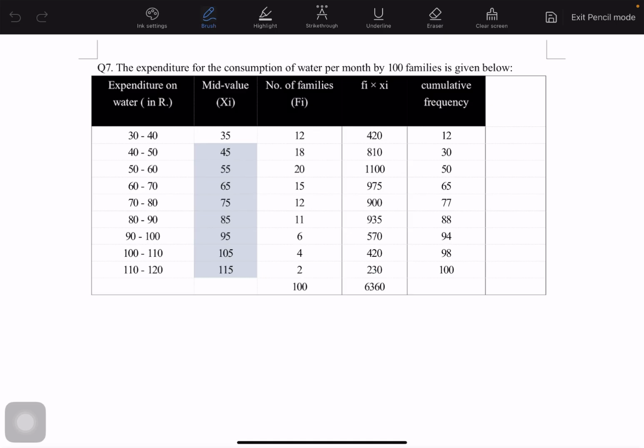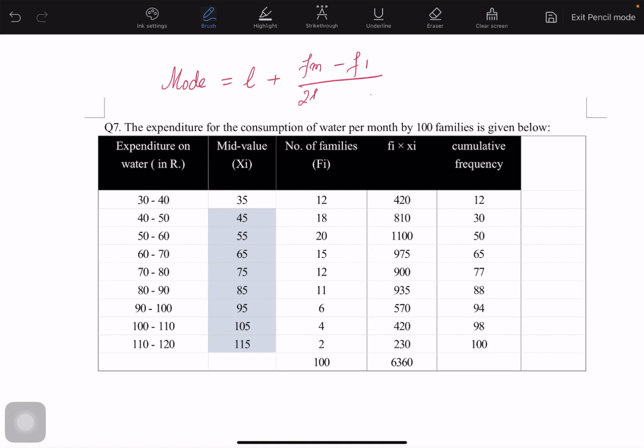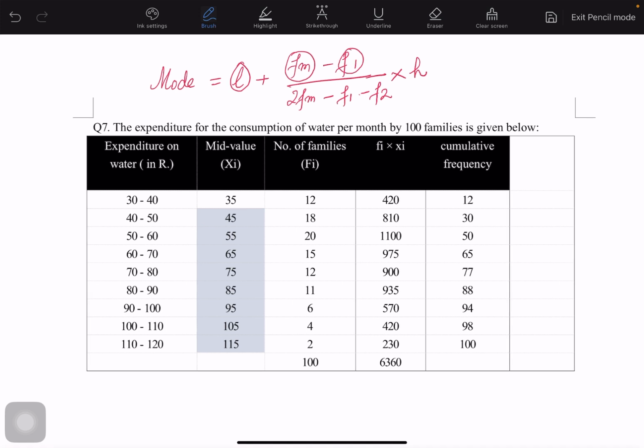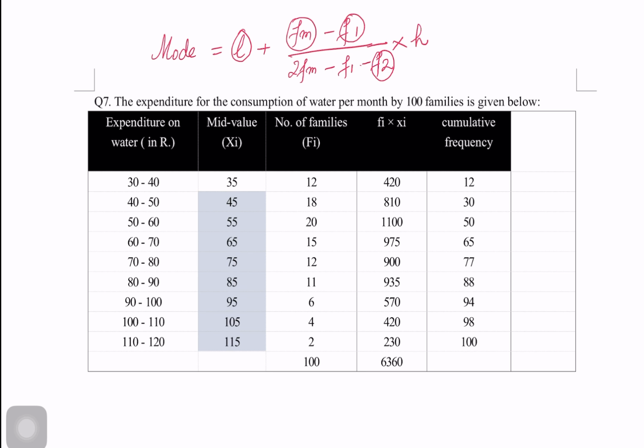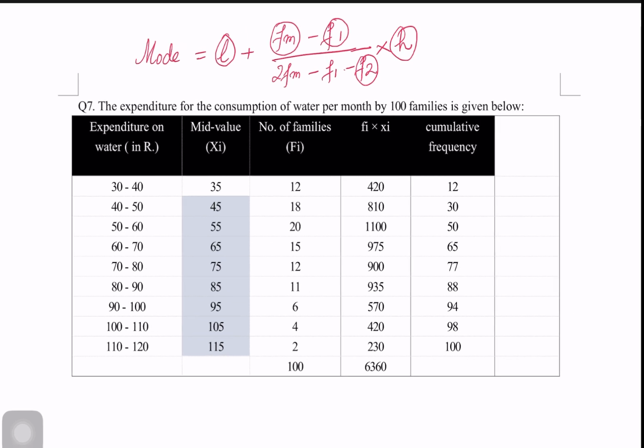Okay, next, from this same question, let us try to learn how to find out mode. Let us write the formula first here. Mode equal to L plus Fm minus F1 divided by twice Fm minus F1 minus F2 into H. This is the formula. L is lower class limit. Fm is the frequency of the modal class. F1 is the frequency of the class just before the modal class. F2 is the frequency of the class just after the modal class. And H is the width of the class.